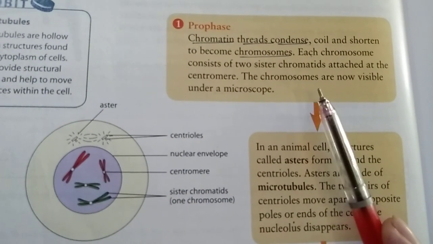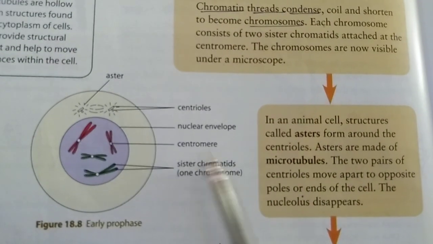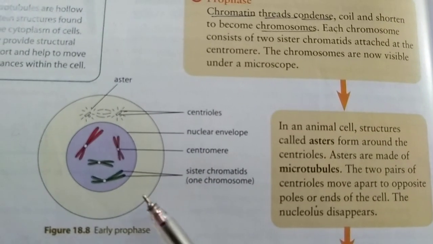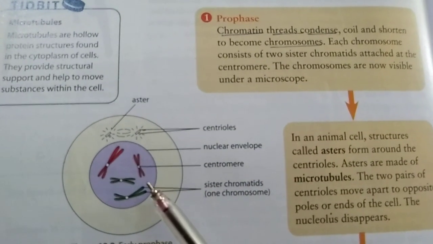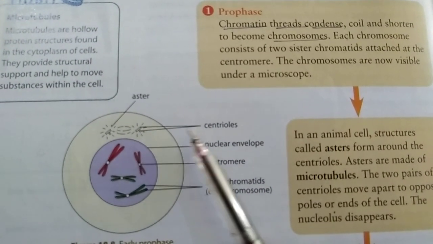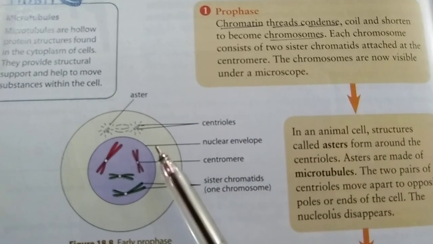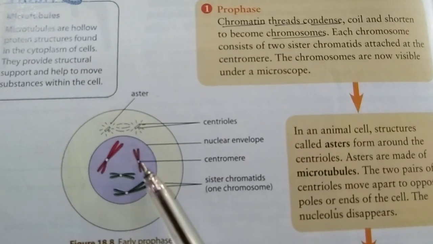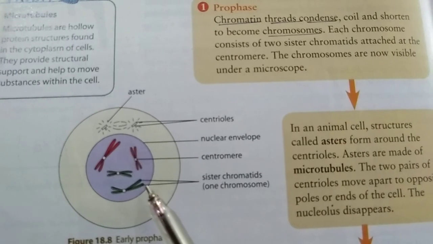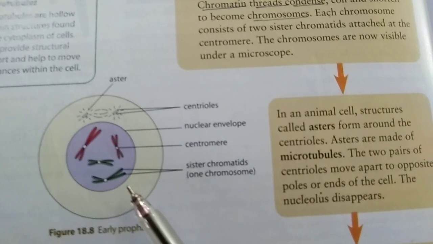The chromosomes are now visible under a microscope. They look like these structures. In the prophase stage, the cell has four chromosomes. These are called centrioles, and these short structures are asters. This is the nuclear envelope. The junction is called the centromere, and the two thread-like structures are called sister chromatids. Together they make one chromosome.